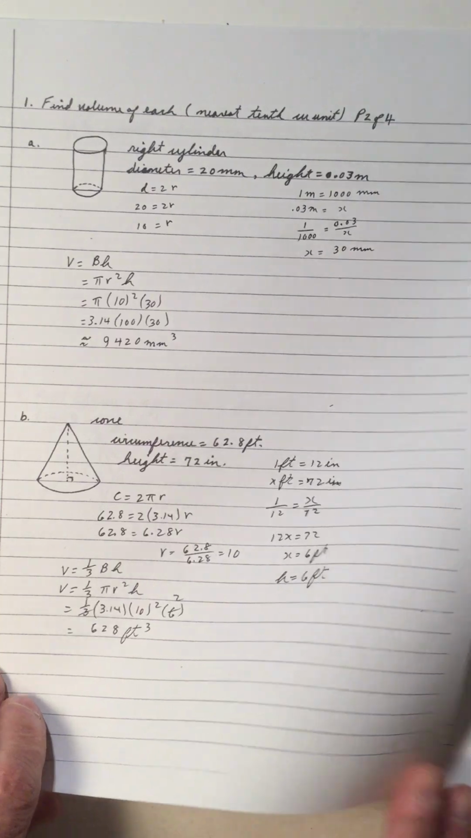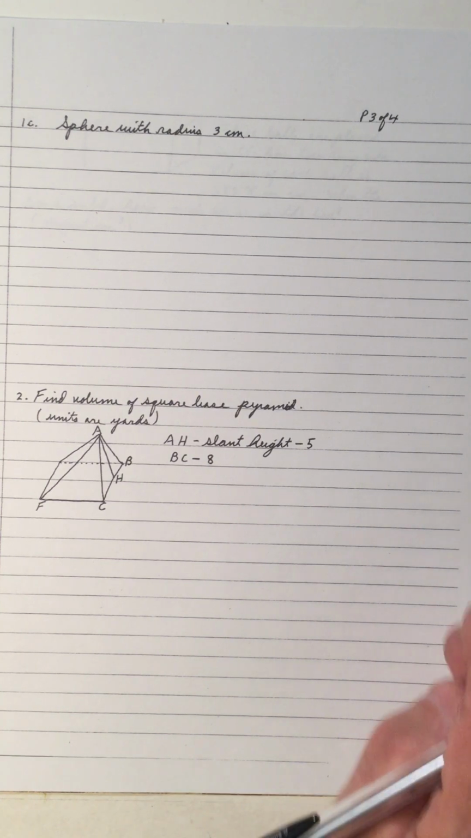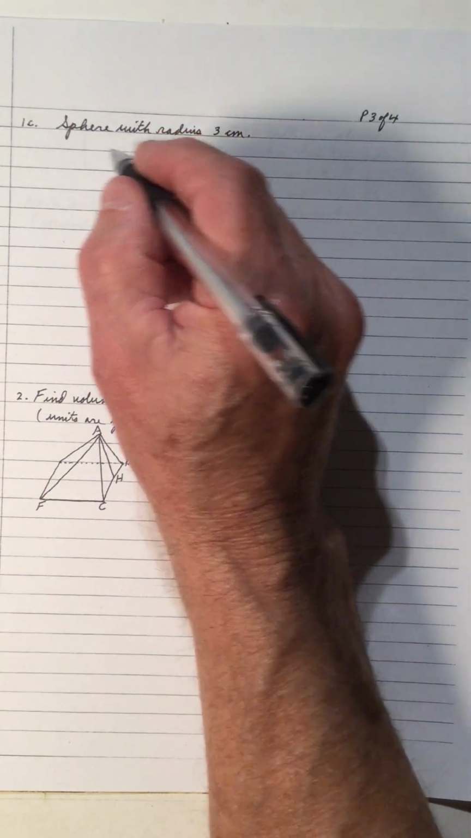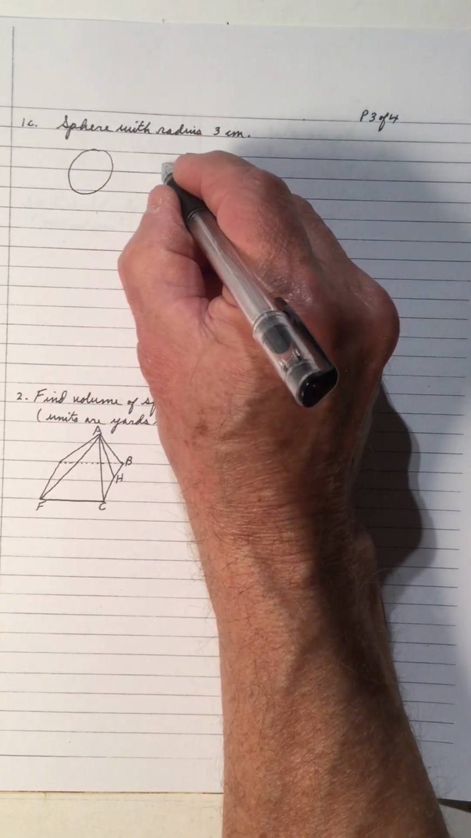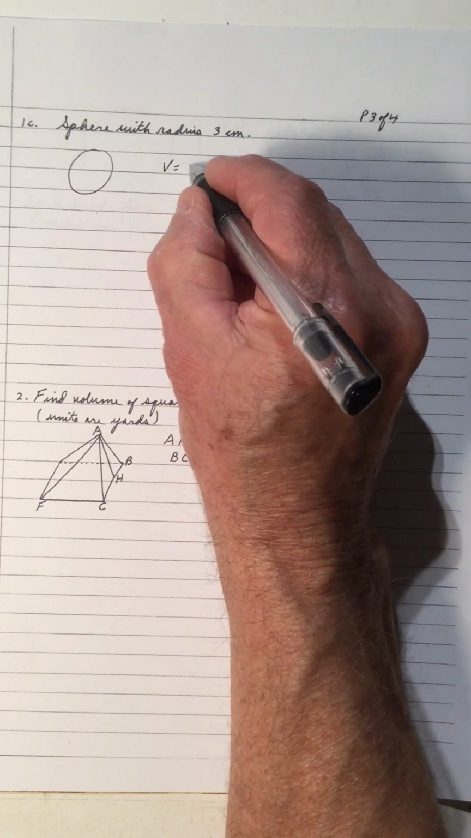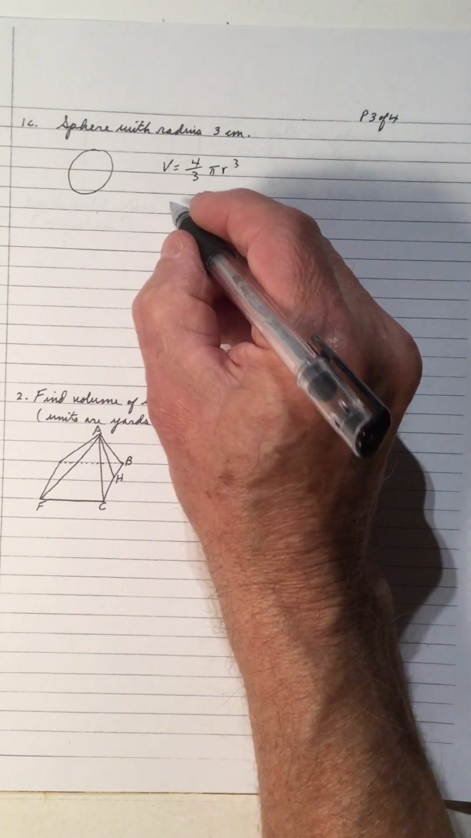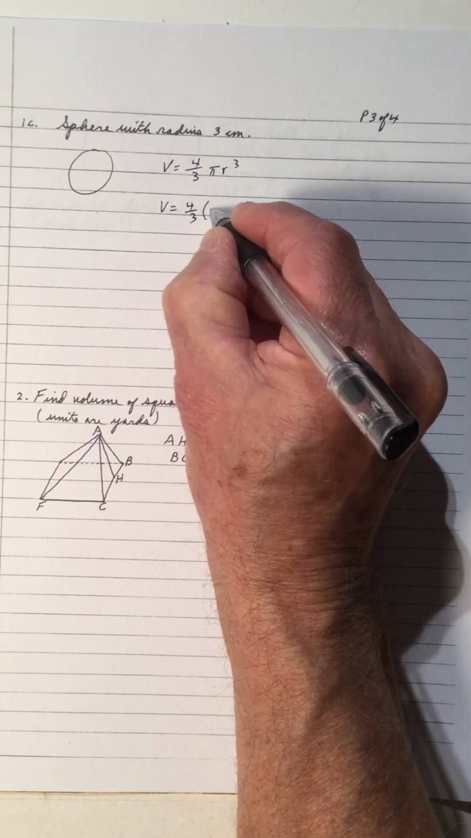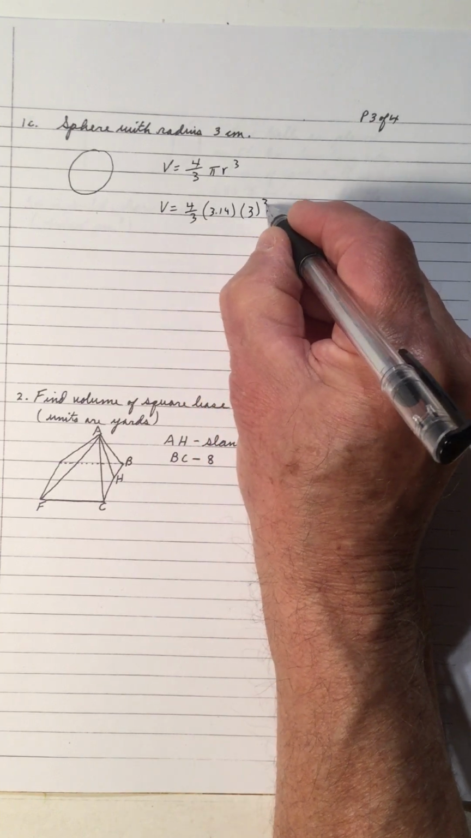So just twisting the problems around a bit to do some calculations. Hopefully you understand. And number 1C, a sphere has a radius of 3 centimeters. So a sphere is a ball, that's circular. So the volume of a sphere is 4 over 3 pi r cubed. So the volume is 4 over 3, pi is 3.14, and the radius is 3 being cubed.